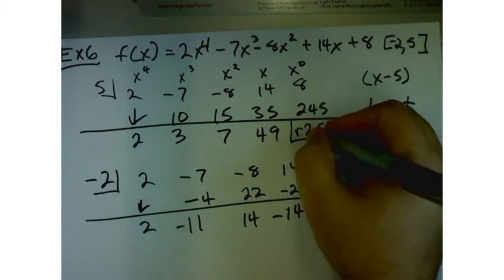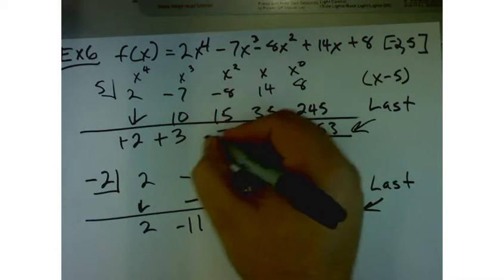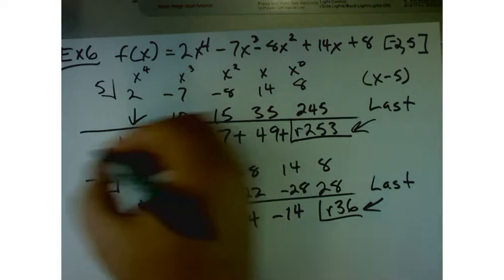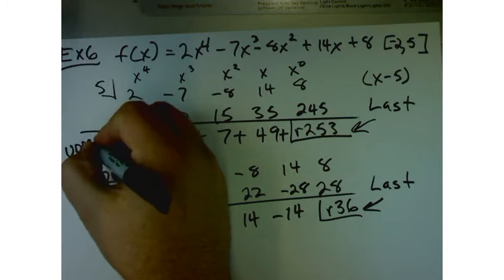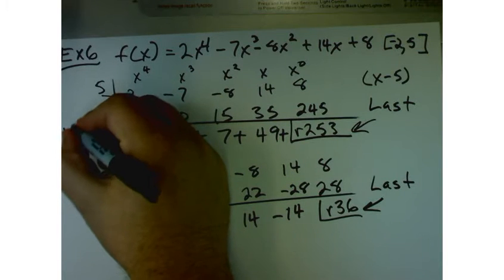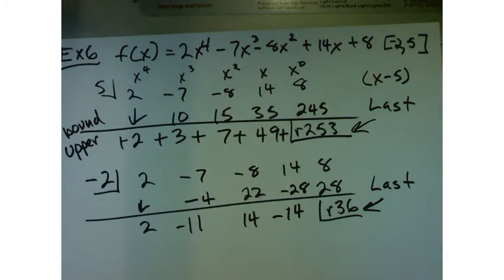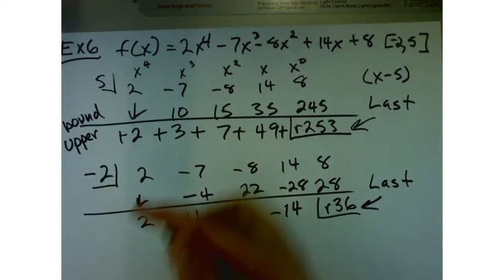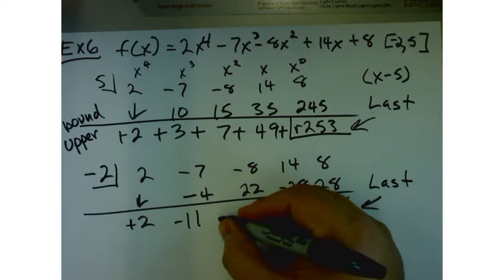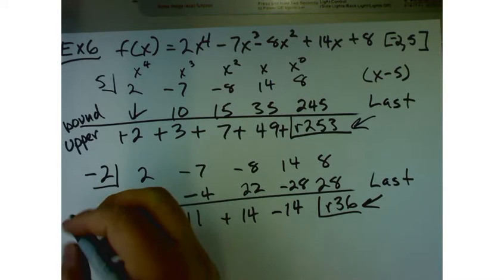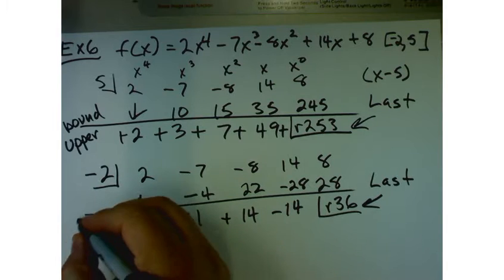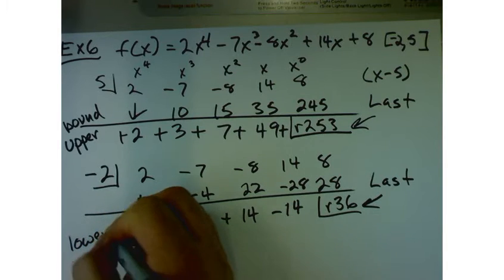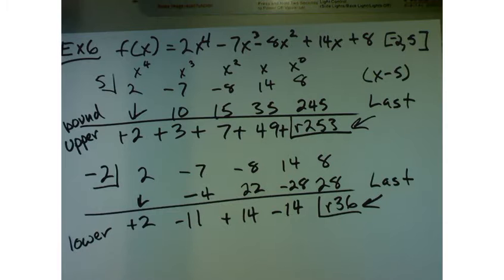So this is the upper bound because these are all positive. Now because it alternates, because this is a positive 2, minus 11, positive 14, minus 14, positive 36, this is the lower bound. Therefore, all real zeros of f must lie in the closed interval -2, 5.